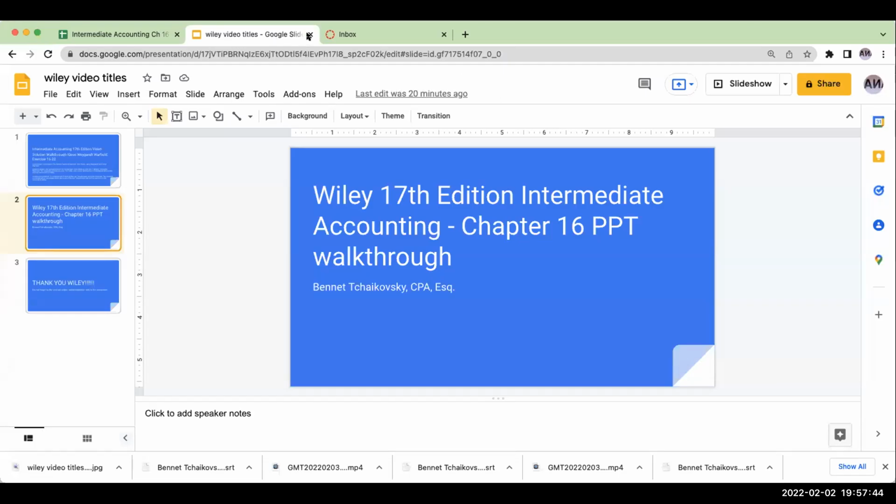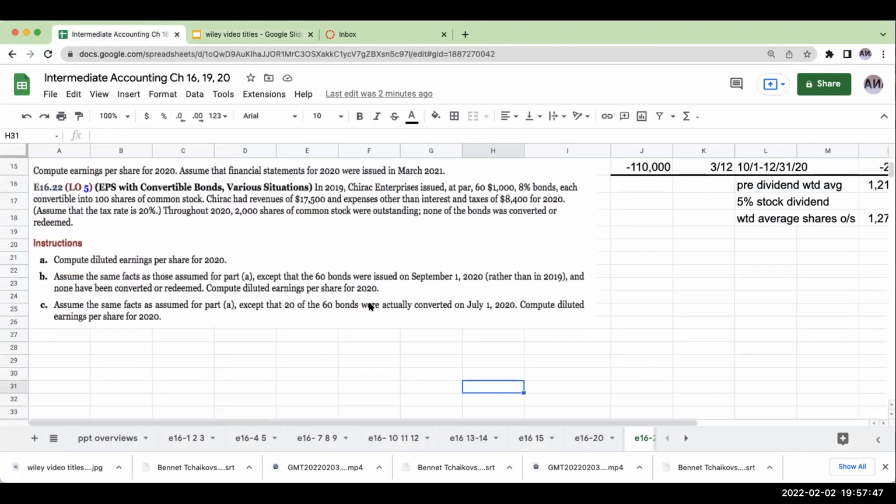Okay, so let's go through and take a look at exercise 16.22. In 2019, Shahrokh Enterprises issued at par 60 $1,000 8% bonds, each convertible into 100 shares of common stock. Shahrokh had revenues of $17,500 and expenses other than interest and taxes of $8,400 for 2020. Assume a tax rate of 20%.